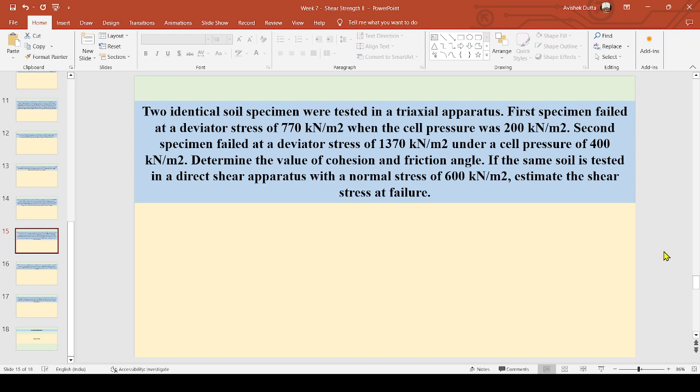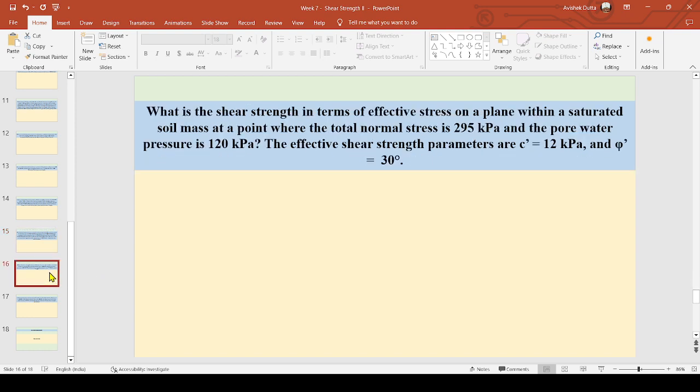Okay, next question. What is the shear strength in terms of effective stress on a plane within a saturated soil mass at a point where the total normal stress is 295 kilopascal and the pore water pressure is 120 kilopascal? The effective shear strength parameters are c dash equals 12 kilopascal and phi dash equals 30 degree. So we have to find out the shear strength in terms of effective stress within a saturated soil mass. Total normal stress is 295 kilopascal and the pore water pressure is 120 kilopascal. The effective strength parameters are c dash equals 12 kilopascal and phi dash equals 30 degree.